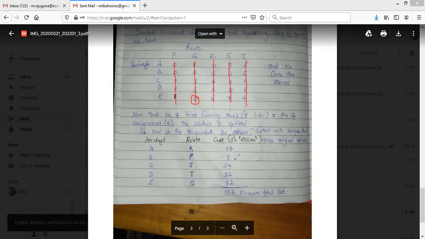B, we have assigned it to route P. How much will it cost us? 8 million. And then later on, you sum over all the costs as far as the assignments of the various aircrafts to routes are concerned. And that becomes your optimal schedule, which gives you an optimal value that you can now comfortably call the minimum total cost. So that was how we were supposed to look at that particular problem.